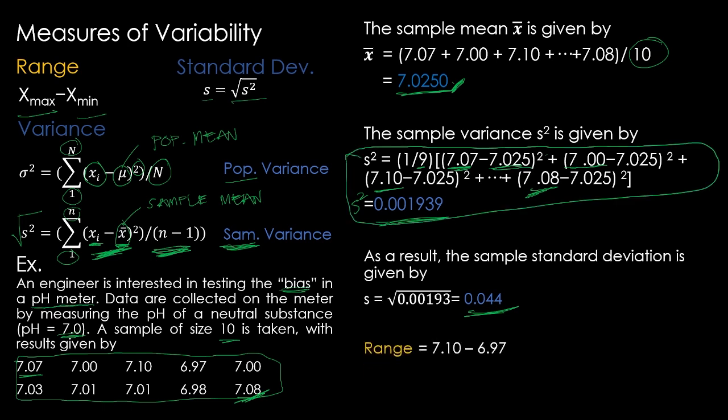By the way, ito pala yung pinakamahirap, the range. Finding the range, you just need to take the maximum value. What's the maximum value? It's 7.10 from the sample, and then you subtract that by the minimum value, which is 6.97. Therefore the range is 0.13. Yun yung pinakamahirap range.